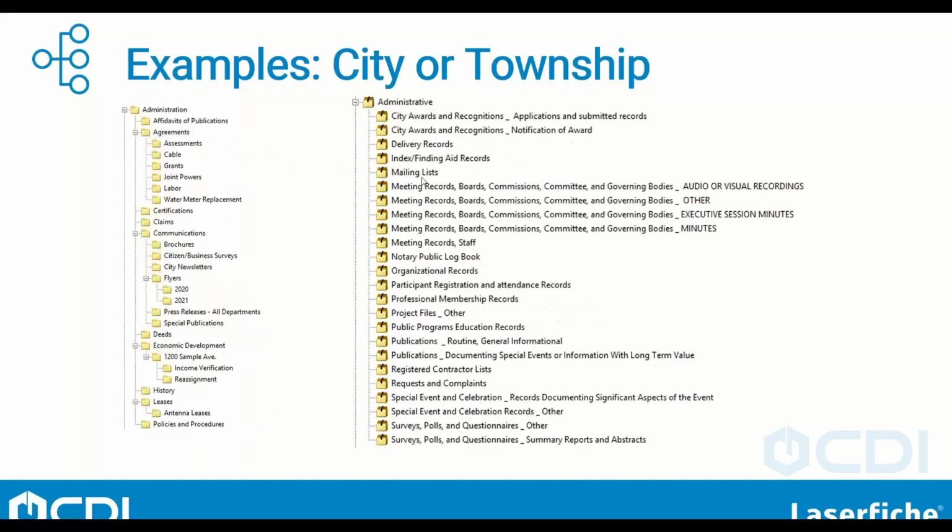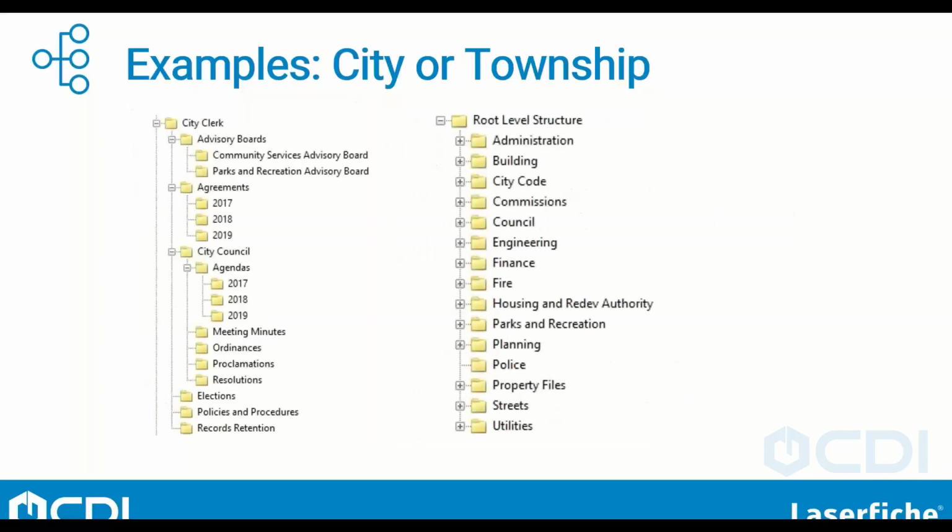So here we see things like, sorry, we'll go back there. Just meeting records. All of your meeting records could be in one location, whereas a Notary Public Logbook would be in another location. But ultimately, the high-level takeaway here is that we're keeping like documents in one location. Let's look at a couple other examples.